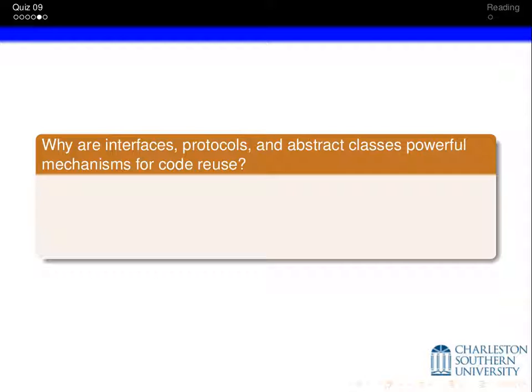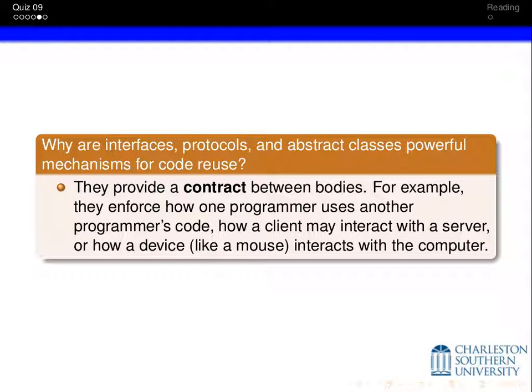All right. So what the book is trying to get at here, and I think it's important to at least touch base on, is all these mechanisms provide a contract between two bodies of some sort. You're basically sitting down and writing out how you are going to interact with one another. And as long as everyone adheres to the contract, everyone should be good.